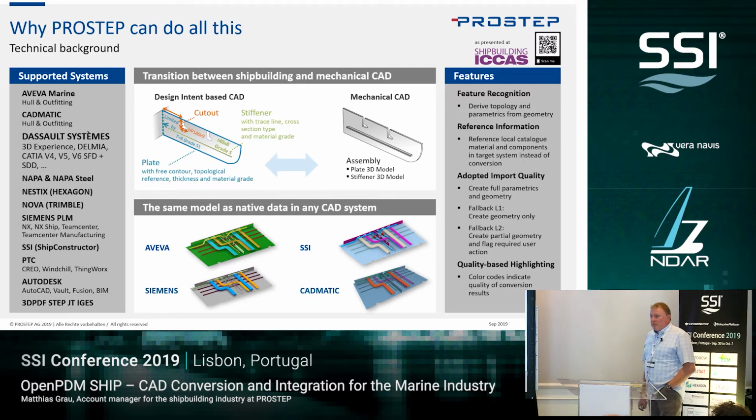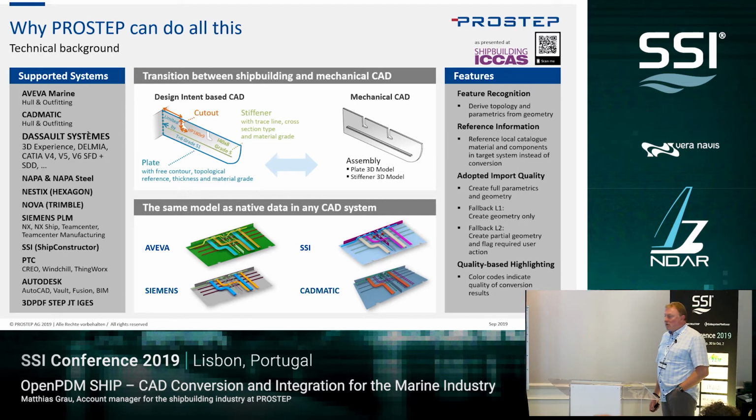How can we do this? How do we know about this? We have done a lot of research in the last few years, and we basically investigated how those vendors, how those CAD systems store their data. So we know about those data structures, those data models that are in these ShipConstructors or Avevas or Siemens NX or Cadmatic systems. We know how they work, we know how they are structured, we know what the information is in there, what the information quality is, what the information detail is in there, and we are able to map those one to the other.